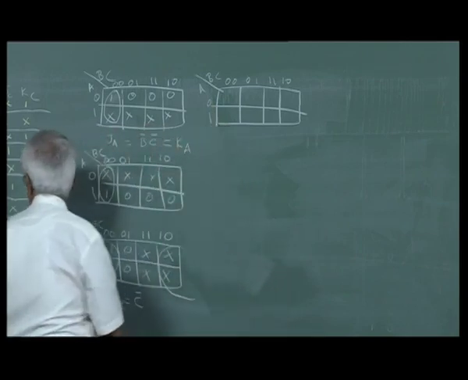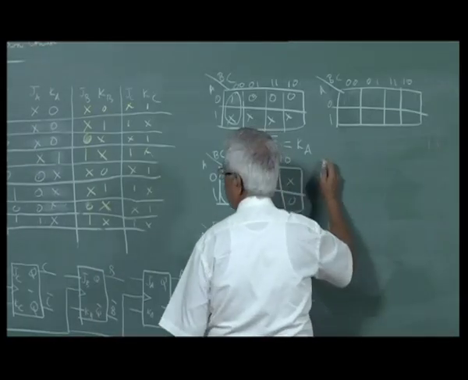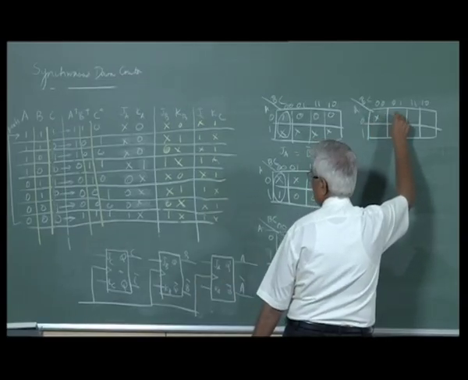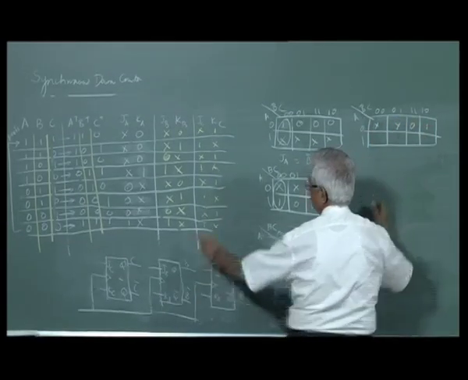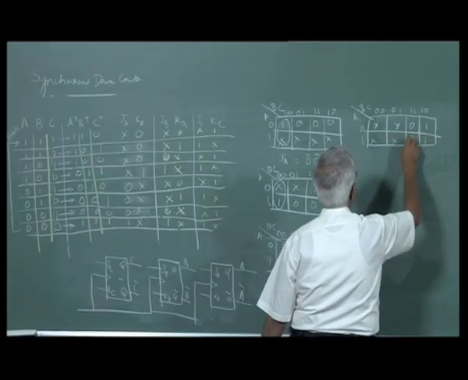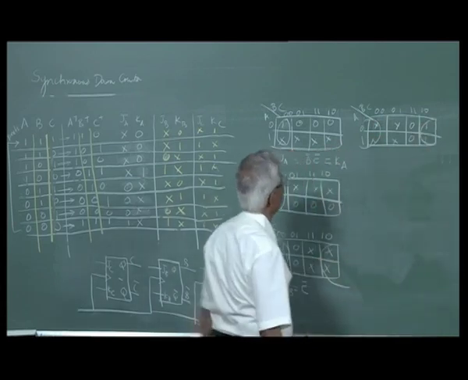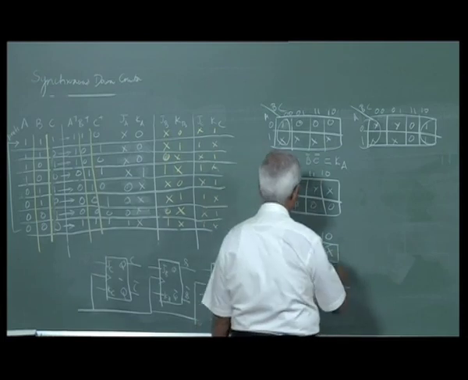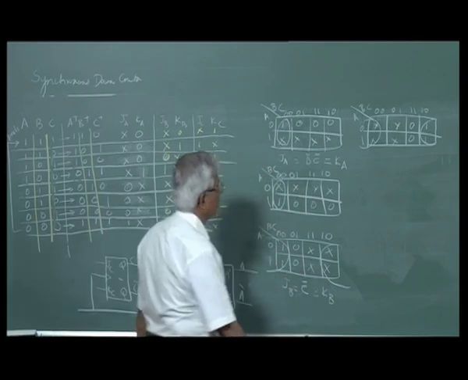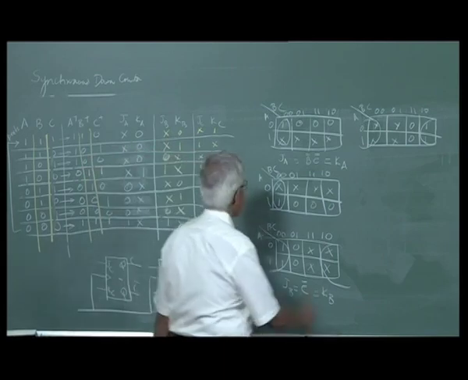again start from here because it is 0 0 0. So don't care 1 0, JB, KB, don't care 1 0, don't care 1 0, again same. JB and KB are same, C bar. Finally, JC, KC.